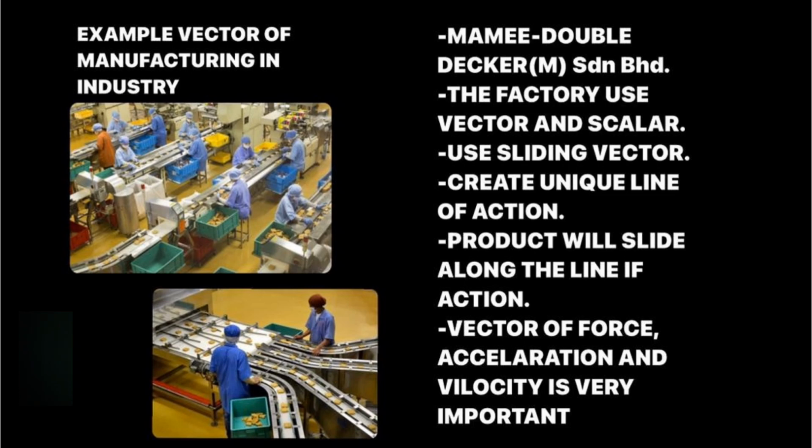The type of vector that is used is the sliding vector. This is because of the force applied on the machine. It creates a unit line of action along which the product will slide. In fact, in the factory, vectors of force, acceleration, and velocity are important to make the safety system.